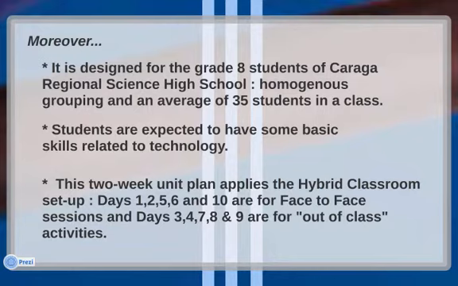Caraga Regional Science High School has homogeneous grouping of its students with an average of 35 students in a class. Students are expected to have some basic skills related to technology because most of the activities in this unit plan are done online. This two-week unit plan applies the hybrid classroom setup, wherein days 1, 2, 5, 6, and 10 are for face-to-face sessions, and days 3, 4, 7, 8, and 9 are for out-of-class activities.